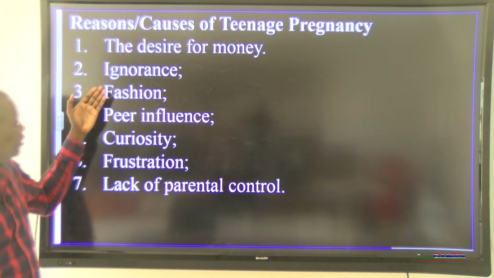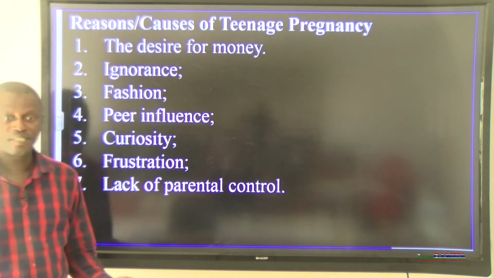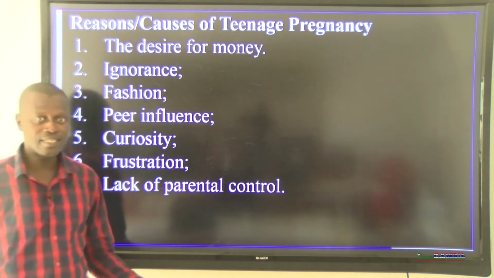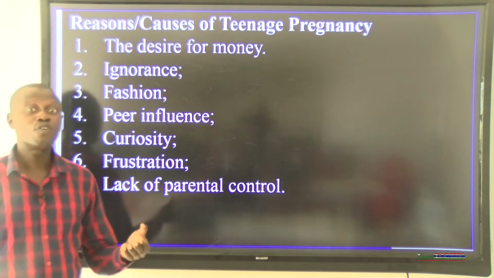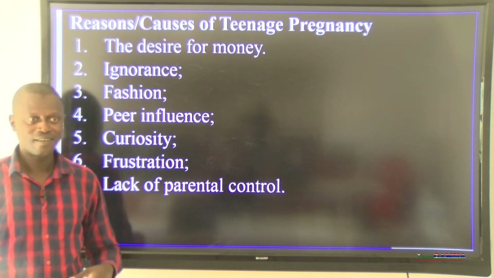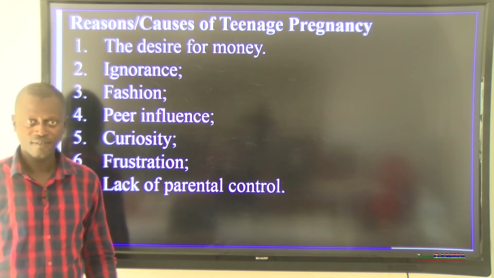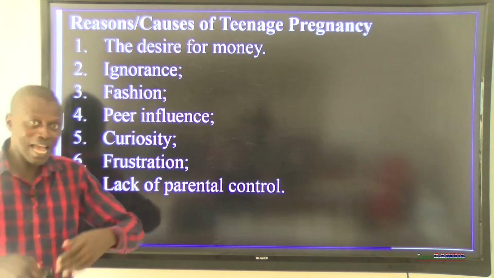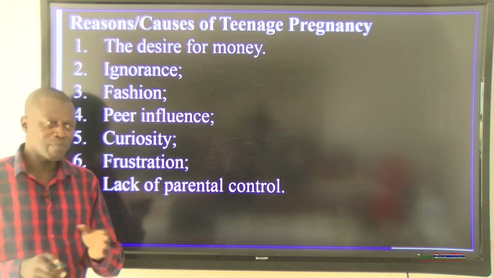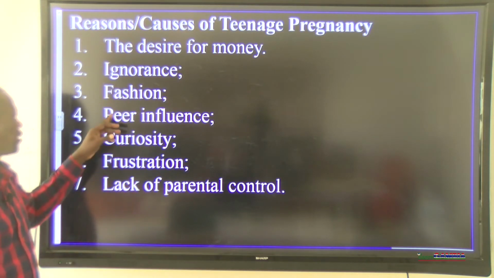Another cause is ignorance. What is the ignorance about? Some teenagers who got pregnant do it to know or see the result. If I am pregnant, what is going to happen? What will happen to my body? How will I feel? This is what we mean by ignorance. When someone is pregnant, how does the person feel? So that's another cause. Next is fashion.